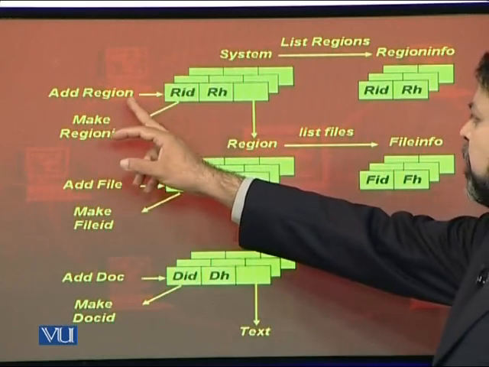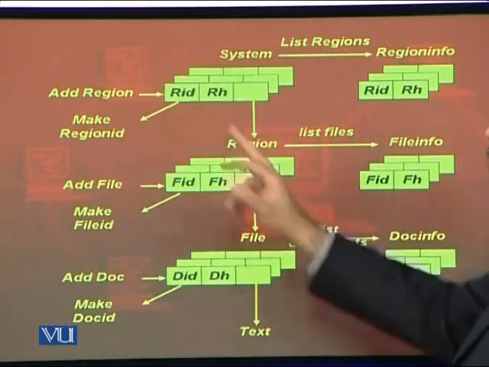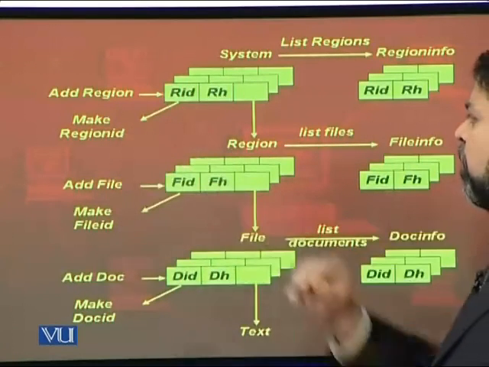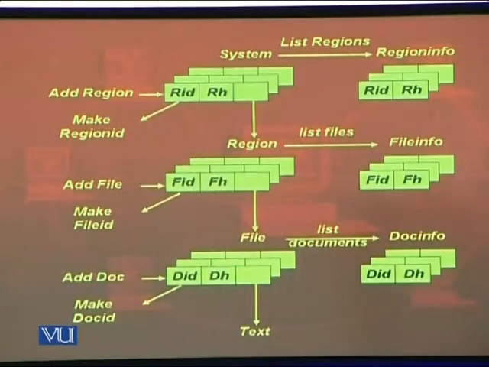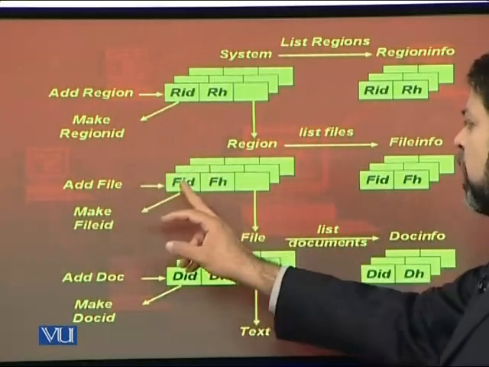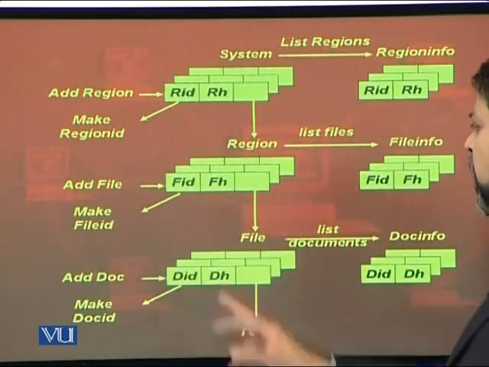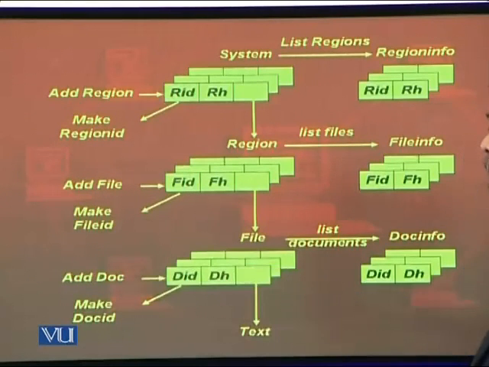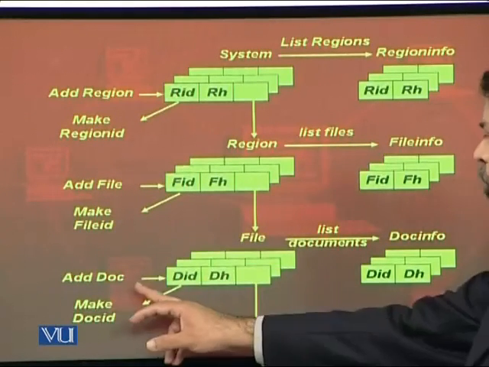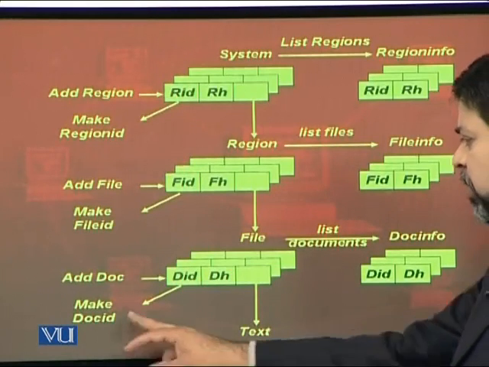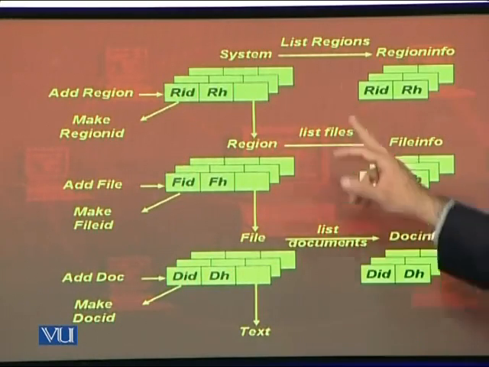We can add a region into the system. When we do that, it will create a region and give us a region ID back. We can add a file inside the region with the same kind of effect, that is, we get a file ID back. We can add a document inside a file and we get a document ID back.